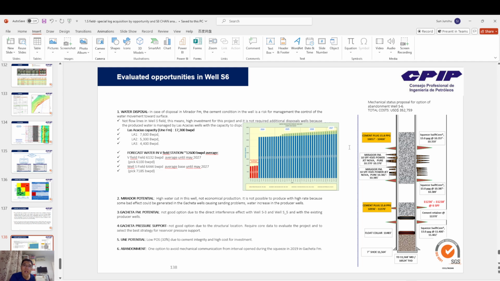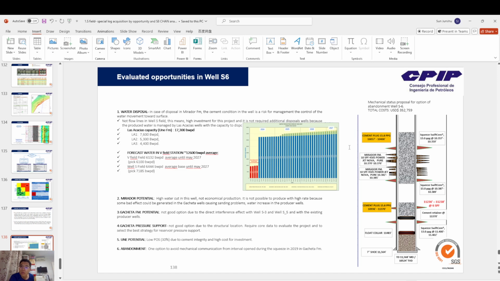An additional disposal well is not required, because the produced water is managed by the Los Arceas wells. Los Arceas capacity in Woolley Formation is around 17,000 barrels per day. Forecast water volume in S field is only 20,000 barrels per day.